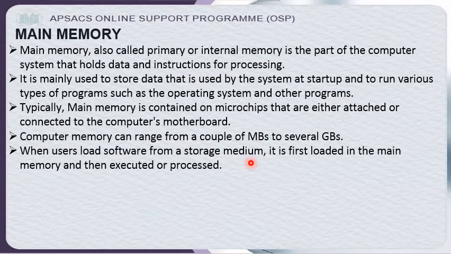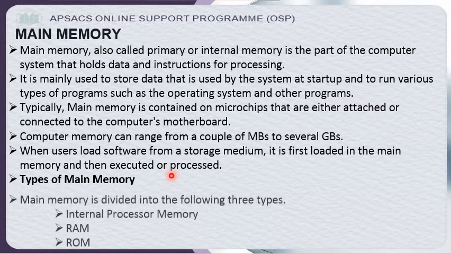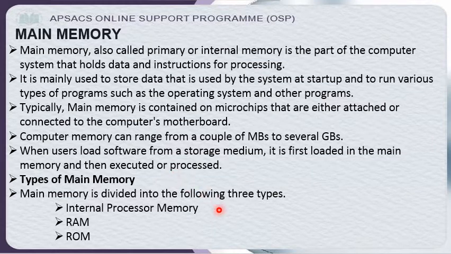Whenever you load software, where is the data coming from? The data comes from your secondary storage or storage medium to your main memory, and then it goes from your main memory to the processor for execution or processing. We categorize main memory into three types: internal processor memory, RAM, and ROM.